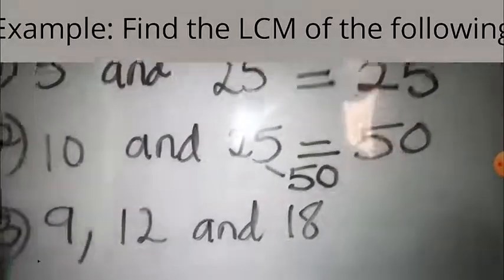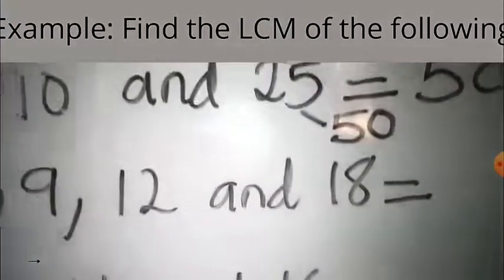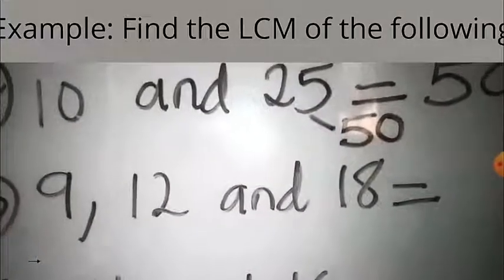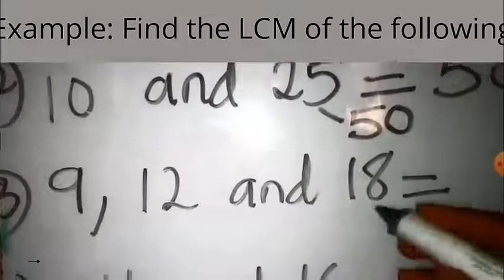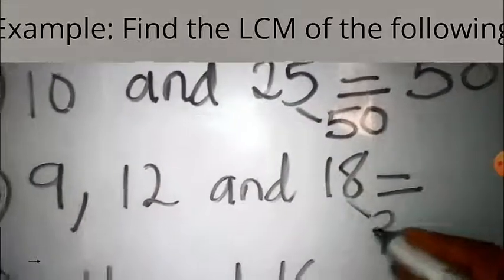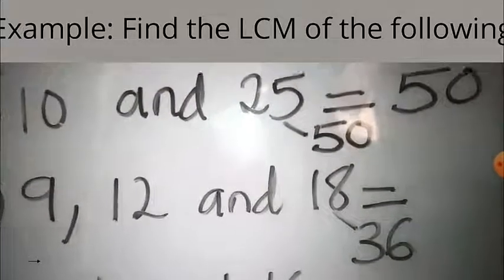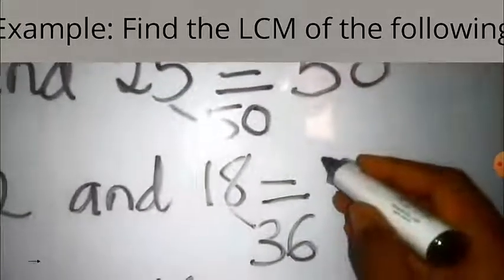Now we have LCM of 9, 12 and 18. 9 can go into 18 without remainder, but 12 cannot go into 18 without remainder. So multiply our 18 by 2, which will give us 36. So since 12 can go into 36 without remainder, our LCM is 36.